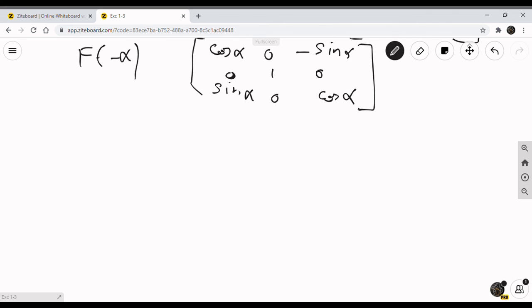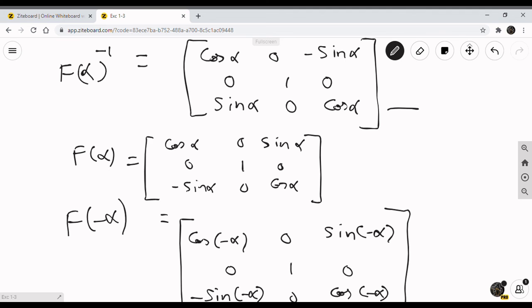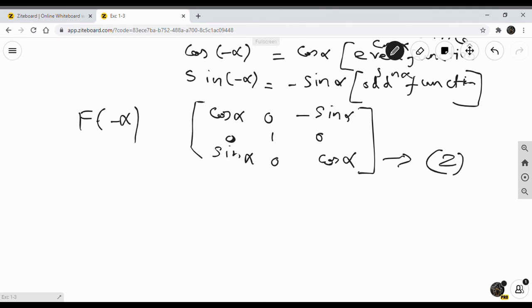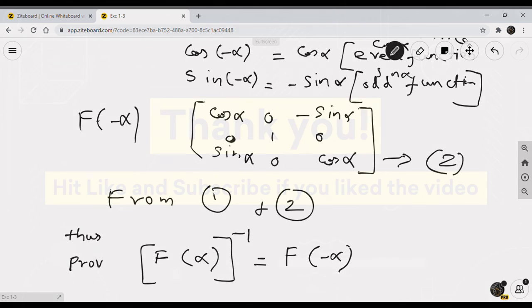So now we have to remember the inverse answer, take it as 1. So from 1 and 2 we have proved f alpha inverse is equal to f of minus alpha. Thus proved.